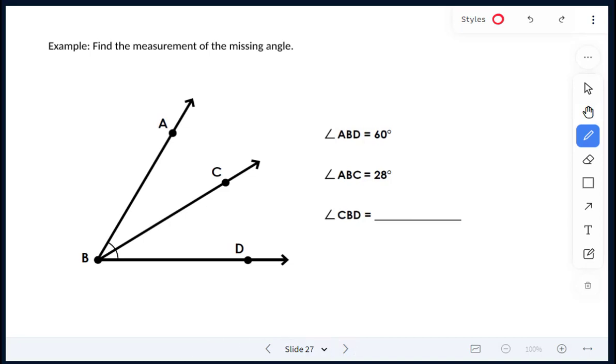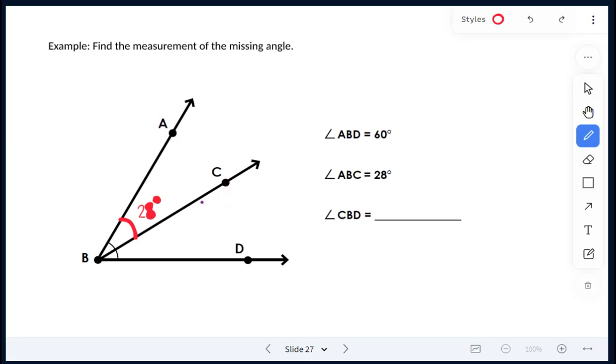All right, let's try this example here. Find the measurement of the missing angle. So what we know is angle ABD is 60 degrees. Angle ABC is 28 degrees. So this angle, I'll just label it, is 28 degrees.